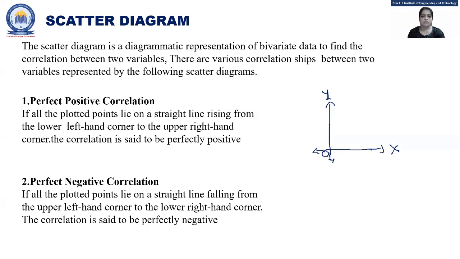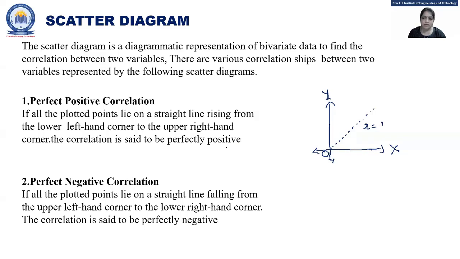Here, perfect positive correlation is when all plotted points lie on a straight line rising from the lower left hand corner to the upper right hand corner, the correlation is said to be perfect positive. So we may take this graph like this, right? Similarly, here r equal to 1, right?